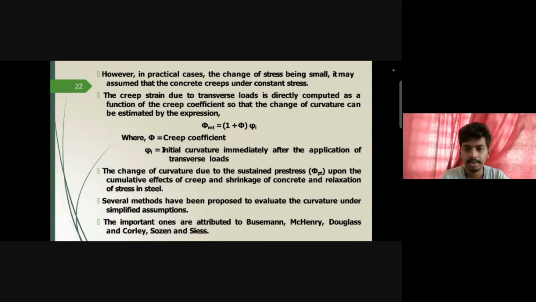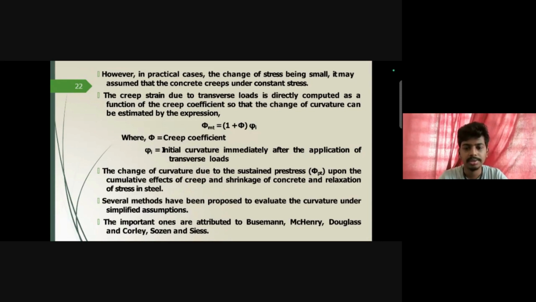It may be assumed that the concrete creeps under constant stress. Since it is so, the creep strain due to transverse load is directly computed as a function of the creep coefficient, so that the change of curvature can be estimated by the expression phi mt equal to (1 plus phi) into phi i, where phi is the creep coefficient and phi i is the initial curvature immediately after the application of transverse loads.